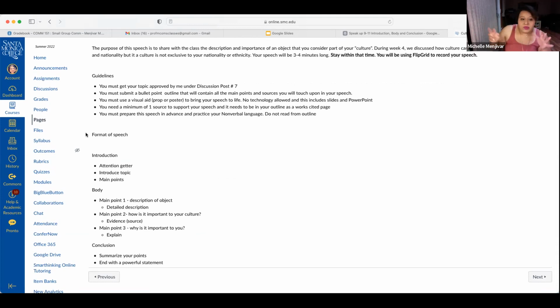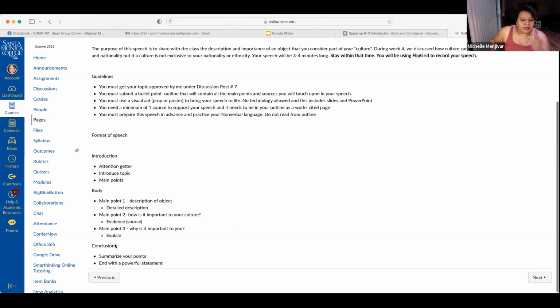So like I mentioned to you before, you do have an outline format that I require you to use. So for the introduction, you're going to do the attention getter, introducing the topic, your main points. For your body paragraphs, your first body paragraph is telling me what the object is, describing it to us and its functions. Main point number 2 is why the object is important to your culture, and that's where you should include your source.